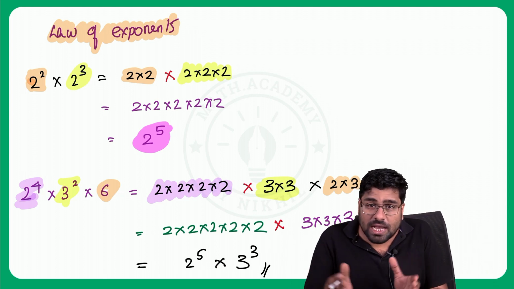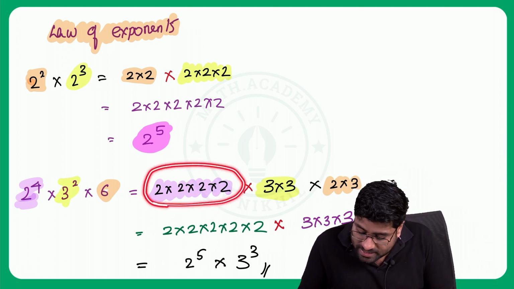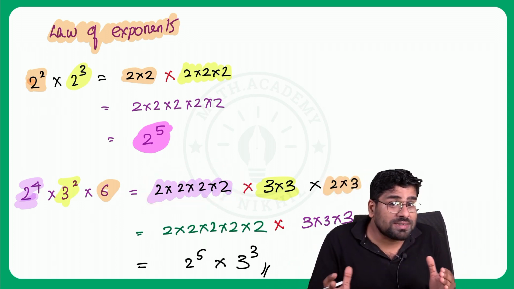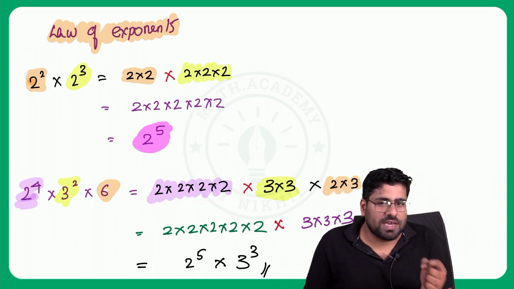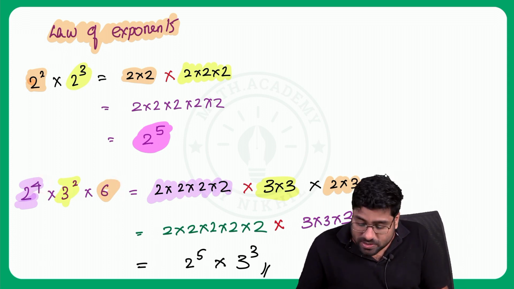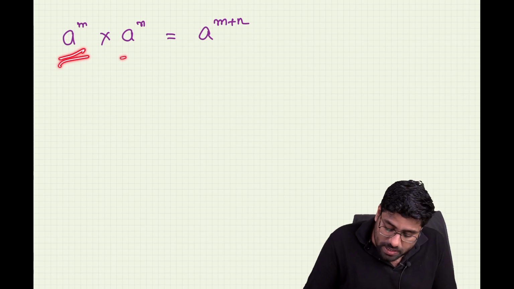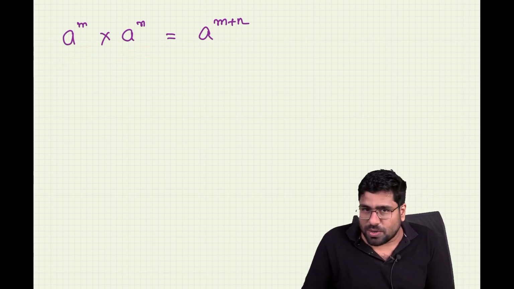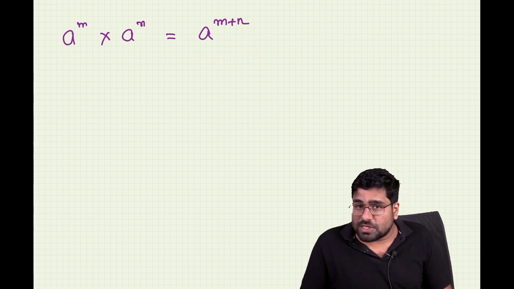We actually combined the ones having the same base, and we added the exponents exactly as they are, right? So from that you will be able to come to the formula where a raised to m into a raised to n will be equal to a raised to m plus n.